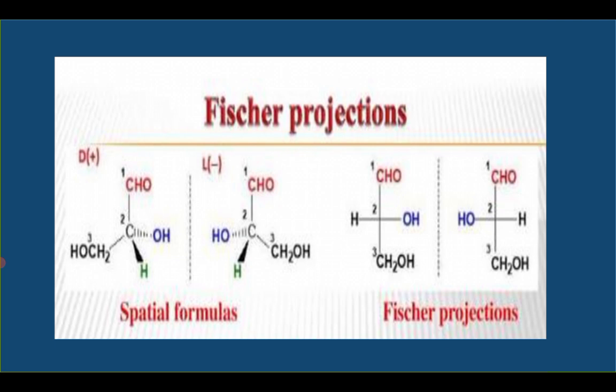Okay, and the most important functional group is placed on the top and the main chain of the molecule is vertical. Okay, then what is the spatial formula? Spatial formula means all the four groups which are attached to the chiral carbon and their relative positions in space. Okay, understood?